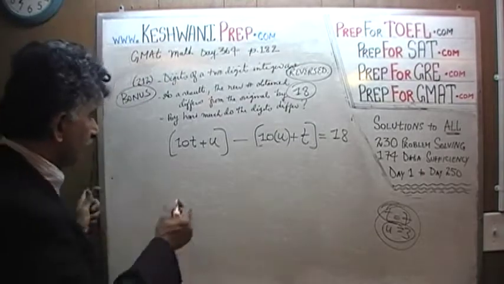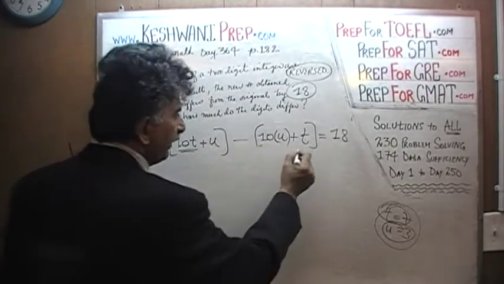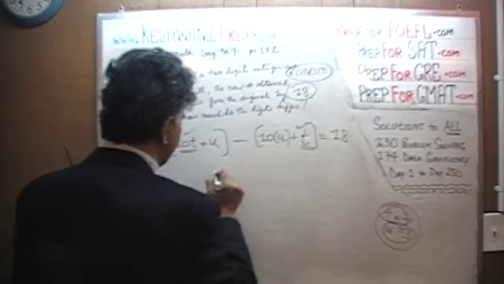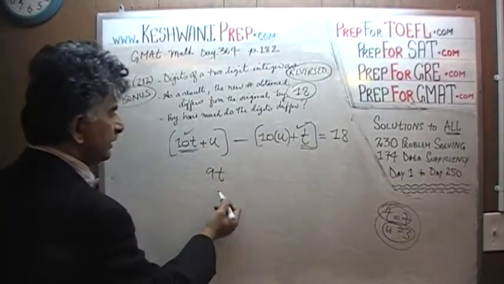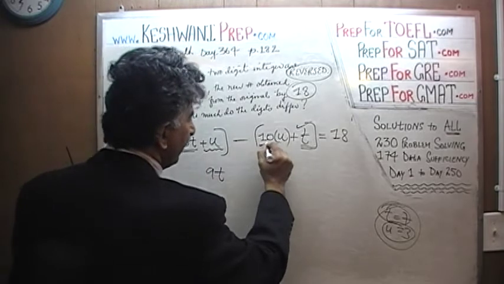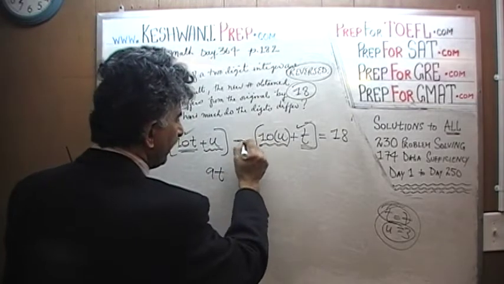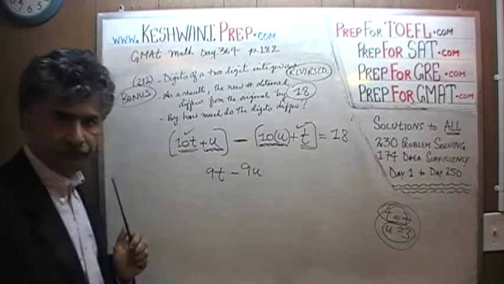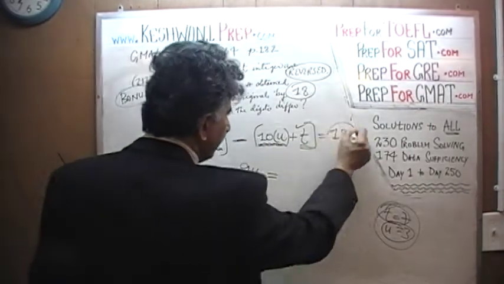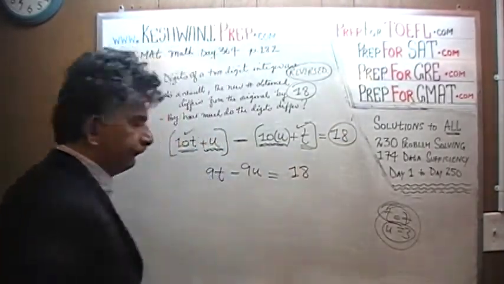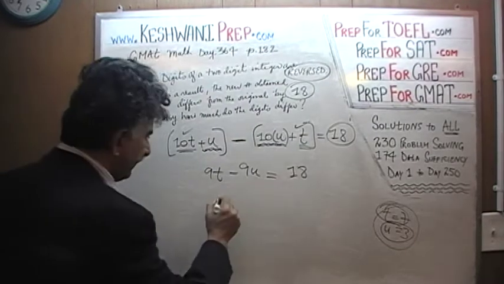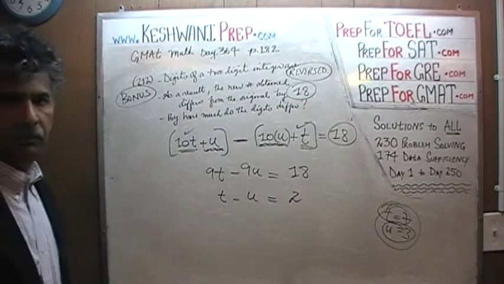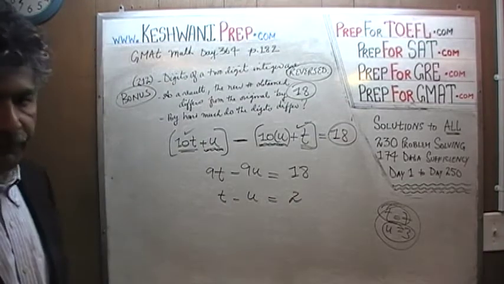You'll see. So here we have 10t, and here we have 1t, because we're going to subtract it. 10t minus a t is going to give us 9t. Similarly, here we have a u, and here we have 10u, with a minus sign. So negative 10u and a u is going to give us negative 9u. And that equals, we are told, 18. I'll divide the entire equation by 9 and you find that t minus u equals 2. That's it. We're done.